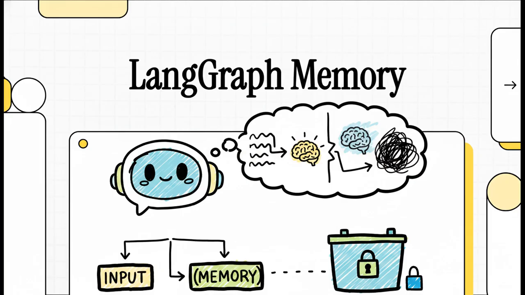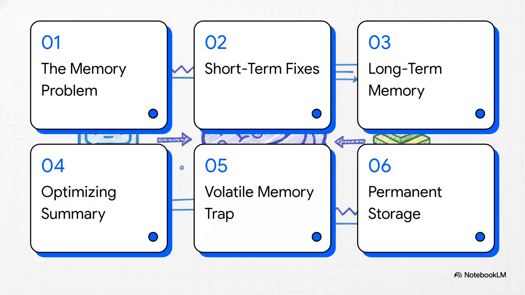But today, we are going to fix that by breaking down exactly how to architect a true production-ready intelligent memory system for your LangGraph chatbots. We're going on a journey to cure forgetful AI once and for all. Here is our roadmap. First, the chatbot memory problem. Second, short-term memory fixes. Third, building long-term memory. Fourth, optimizing the summarization loop. Fifth, avoiding the volatile memory trap. And finally, number 6, setting up permanent storage checkpointers.